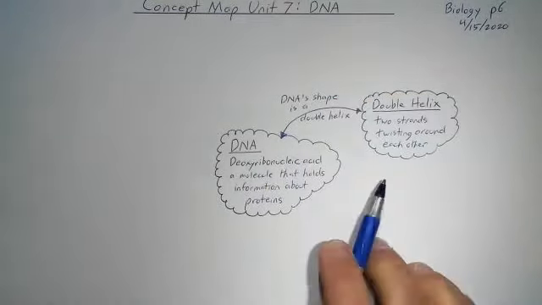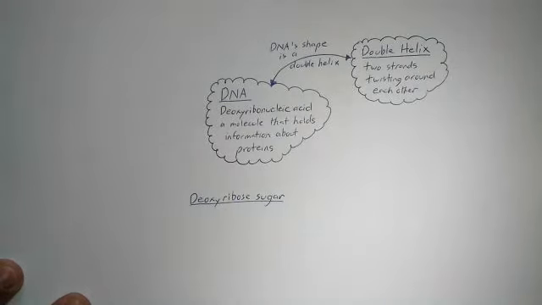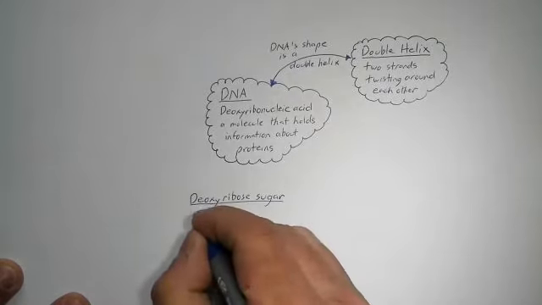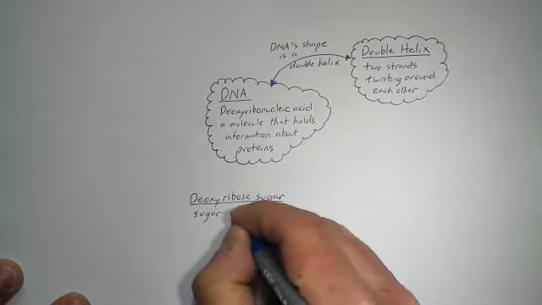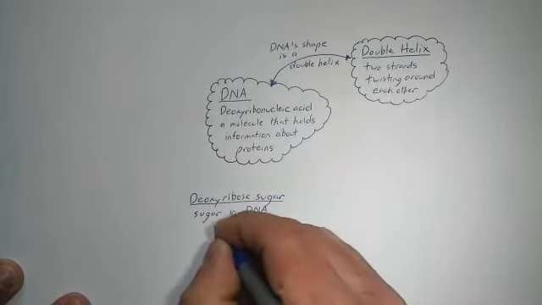Let's see. I'm going to go with deoxyribose sugar. That's the sugar that's in DNA. So I'm going to connect this back to DNA. So now I can pick a spot anywhere around here I want. I'll just put it down here. Deoxyribose sugar. And so then I've got to say, all right, well, what is that? I go look at my notes. I go, well, that's the sugar in DNA. Sugar in DNA. If I want to get really smart about it, I could say in the DNA nucleotide.